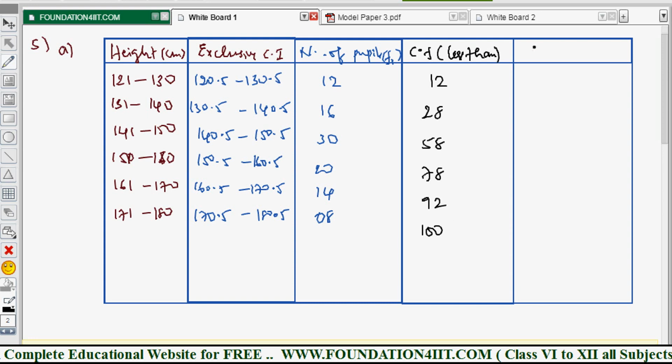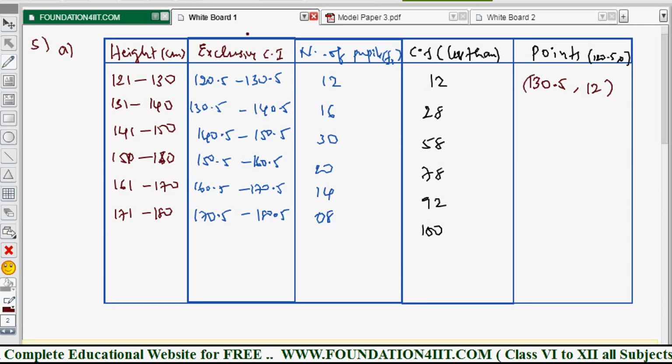And we need to make the points. So these points only we should plot on the graph. So starting is 120.5. That means starting we can take the 0. 120.5 comma 0 we will take, and remaining points we will take the upper limit. So here exclusive upper limit is 130.5. So 130.5 comma, and this number is 12.